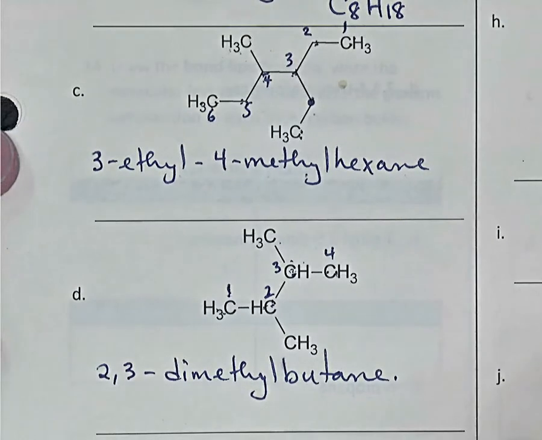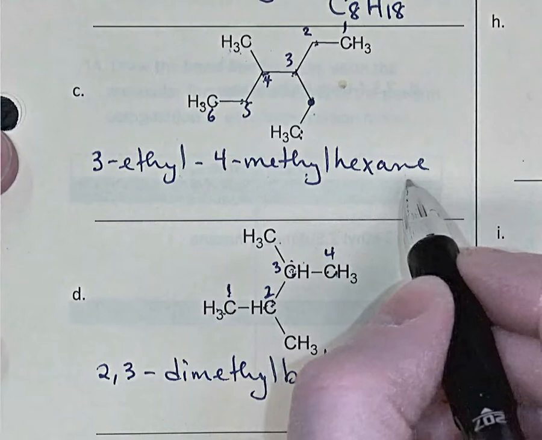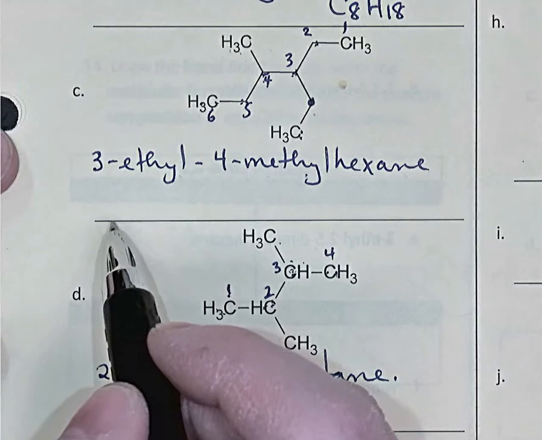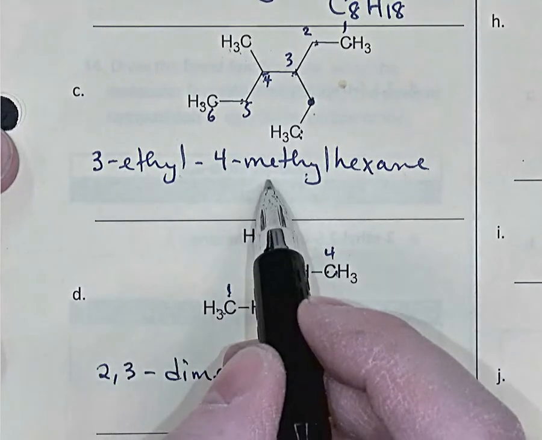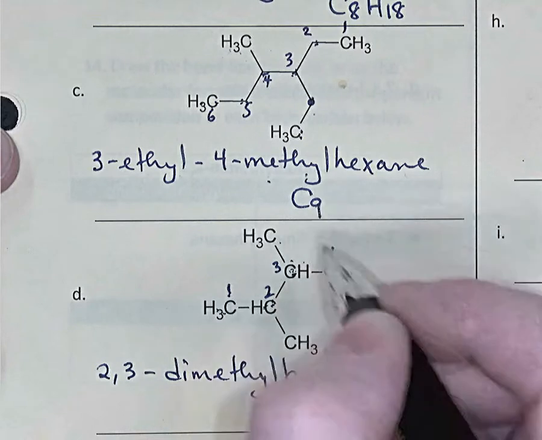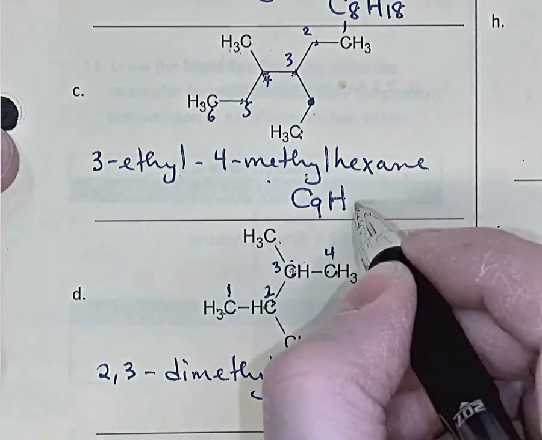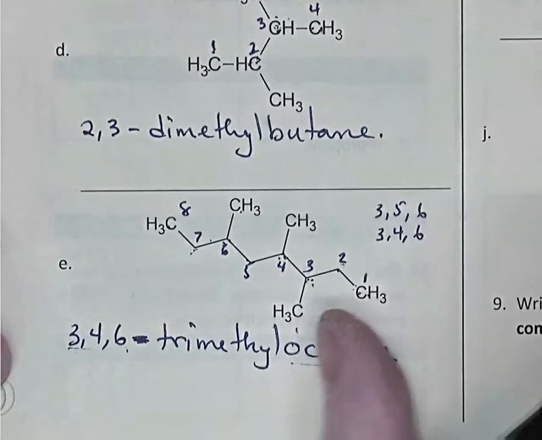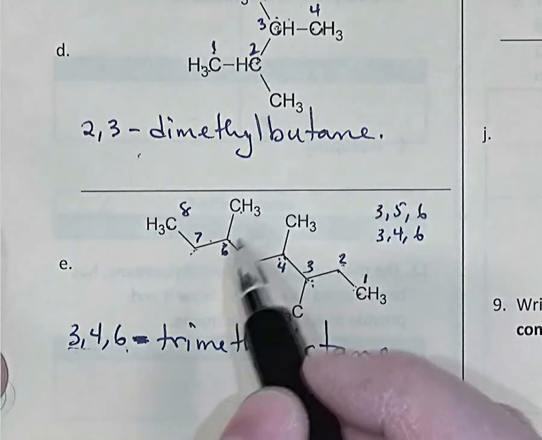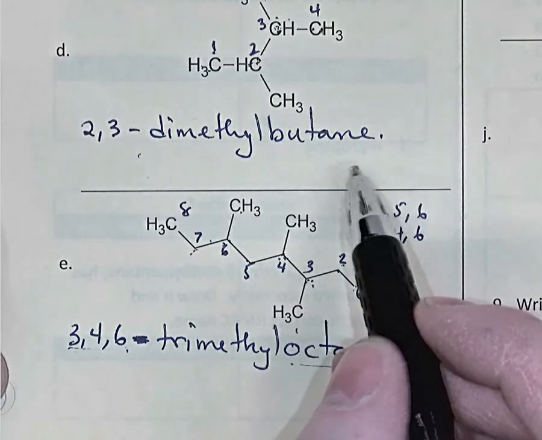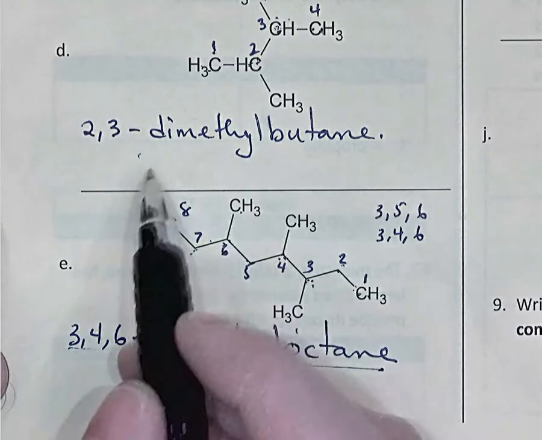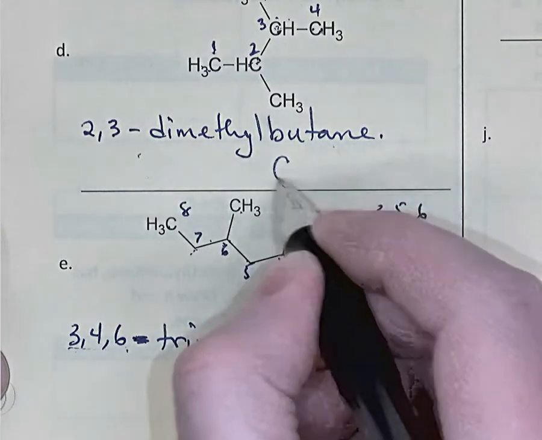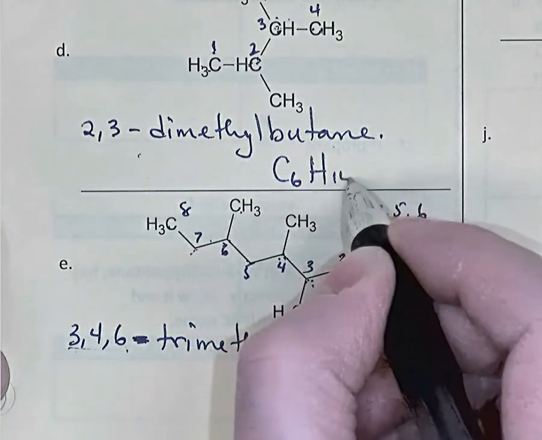3-ethyl 4-methyl hexane. Hexane has 6 carbons, there's a methyl branch with 1 carbon, and there's an ethyl branch with 2 carbons. So 2 plus 1 is 3, plus 6, this is C9, and double that and add 2, H20. Next one, 2,3-dimethyl butane. Butane has 4 carbons. Methyls each have 1 carbon, but it says dimethyl, so we have 2 of those. So 4 plus 2, this is C6 and H14.